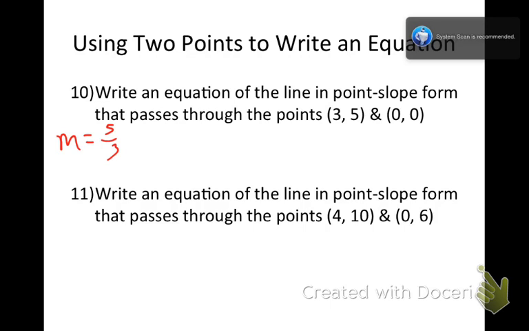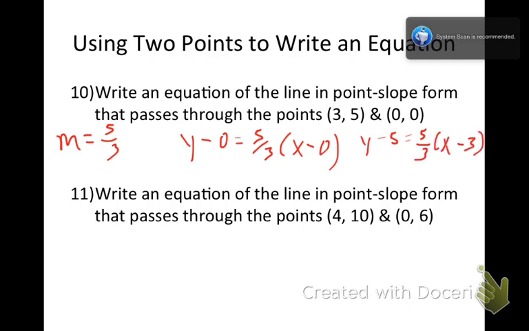So what's my equation going to be then? y minus 0 equals 5/3 times x minus 0. Nice job. Could I have used the coordinates (3, 5) as well? Yep. That would have been y minus 5 equals 5/3, parentheses, x minus 3. Same thing.